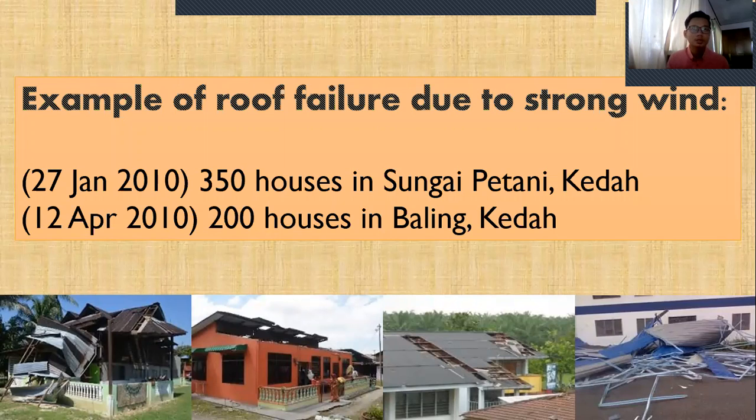27 January 2010, when 350 houses in Sungai Petani, Kedah were demolished. As we can see in the pictures, there is roof damage, roof collapse, uplifted roof, and failure in the truss structure. It also happened on 12 April 2010, when 200 houses in Baling, Kedah had damage to the roof structure.